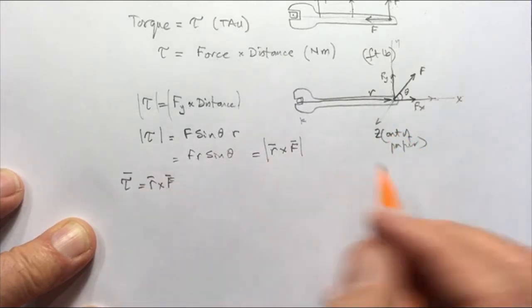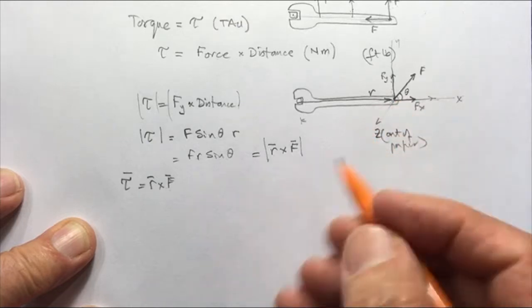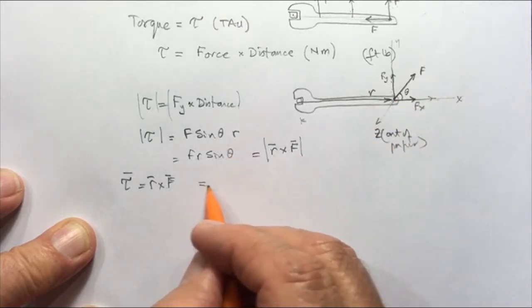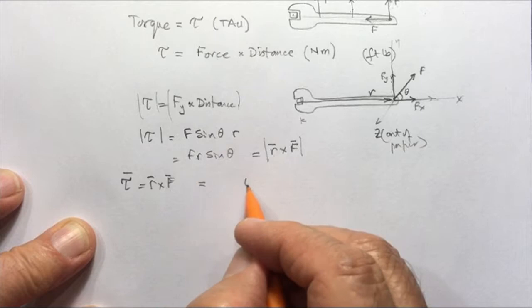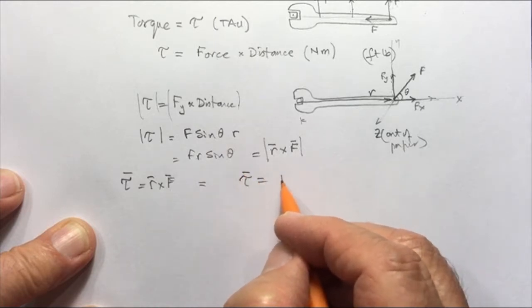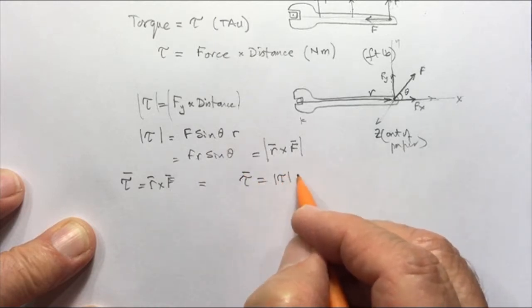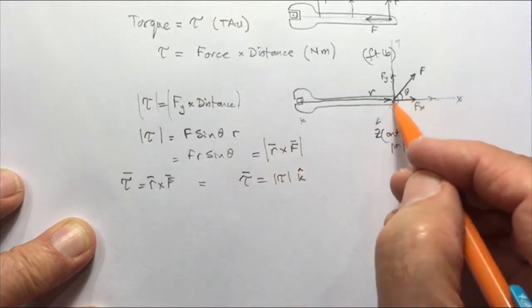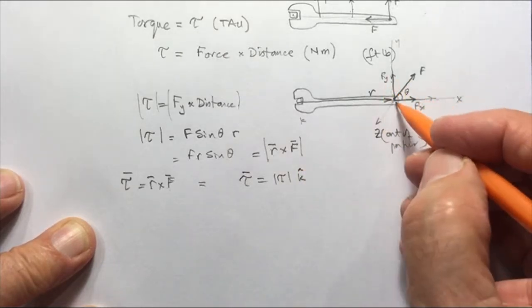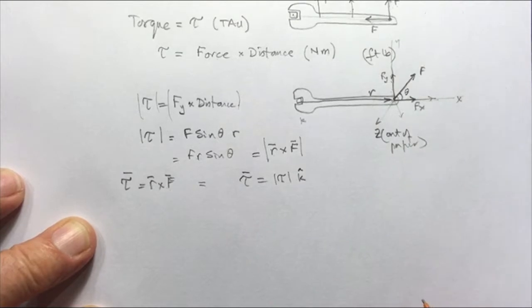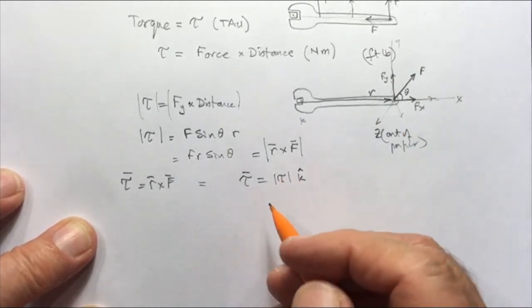Then the direction of torque is in the k direction, and the magnitude of the torque is in the k direction in this case. Well, if the force were pulling downwards, it would be in the negative k direction. So that's the direction of the torque.